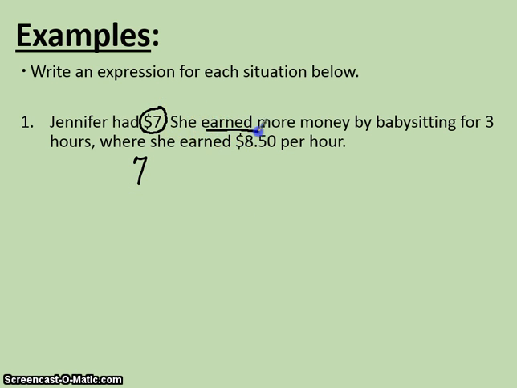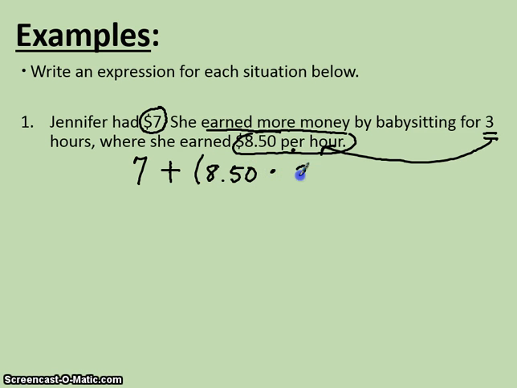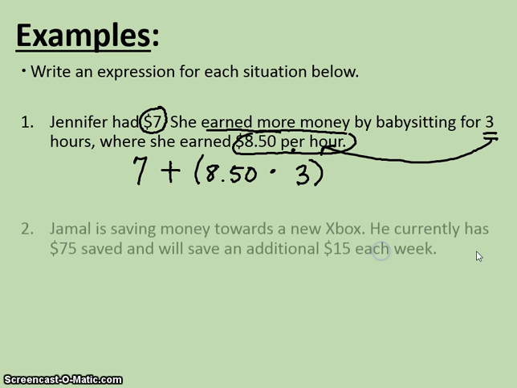She earned more. Earned more implies that she added money to what she had. She added money by babysitting for 3 hours, where she earned $8.50 per hour. Per in a statement means to multiply. So we need to take $8.50 times 3. I'm using parentheses to group that multiplication because this is one-time babysitting. $8.50 3 times is what she earned babysitting, plus she had 7 more. So this expression accurately represents this situation.